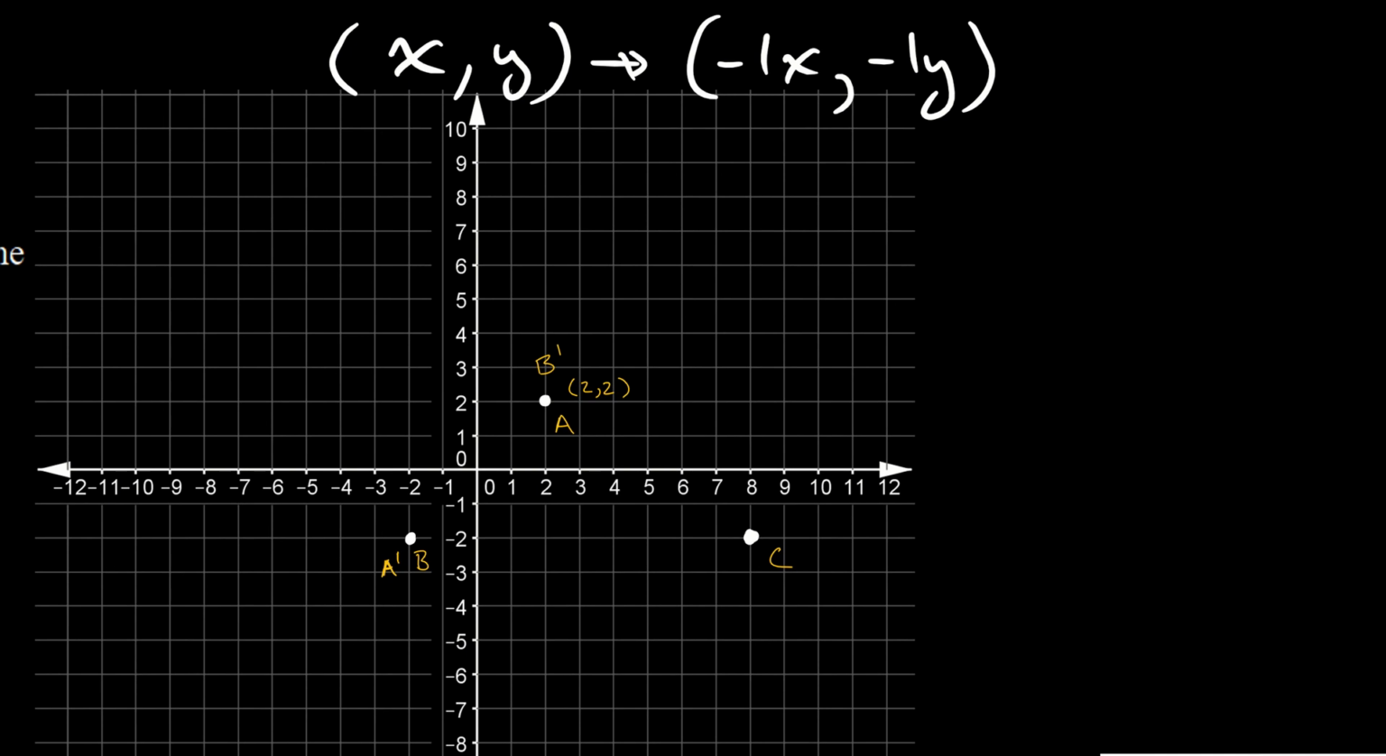C is going to become, oh, that's nice. So C is at X is 8. If I write this down, X is 8 and Y is -2. If I take the opposite of each of those, C is going to go to, X is going to be -8 and Y is going to be +2. So C is going to now live way over here at -8, +2. So this is my new C. This is the new C. So this is C prime.